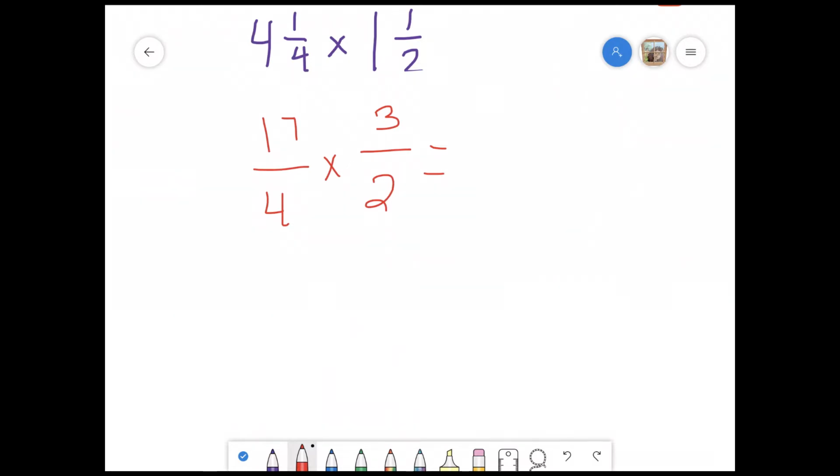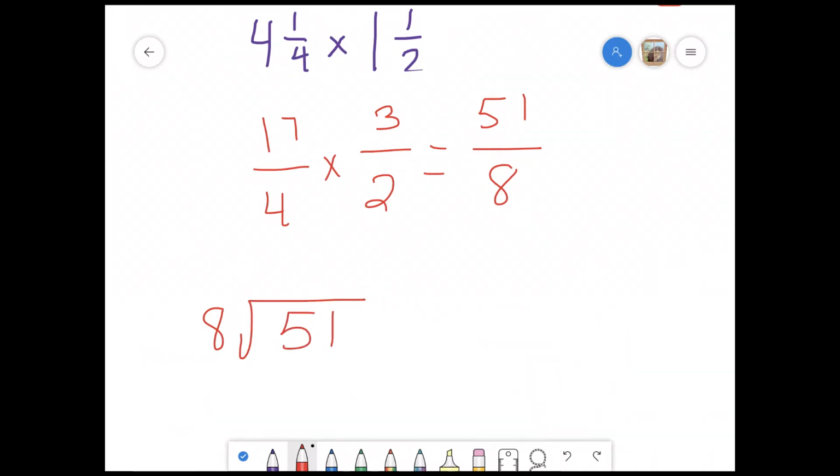Now I'm going to go ahead and multiply as I would two fractions. So here we have 17 times 3. 17 times 3 is 51. 4 times 2 is 8. My answer is 51/8, but that is an improper fraction. I have to now turn it into a mixed number. I'm going to use division to do this. So I'm going to go ahead and set it up.